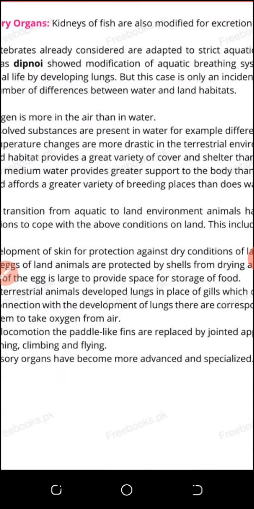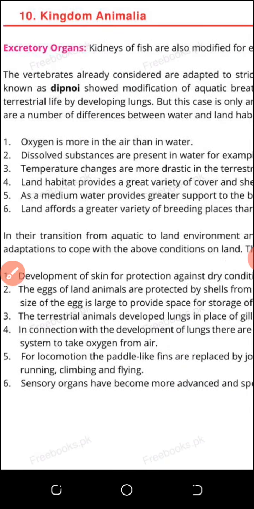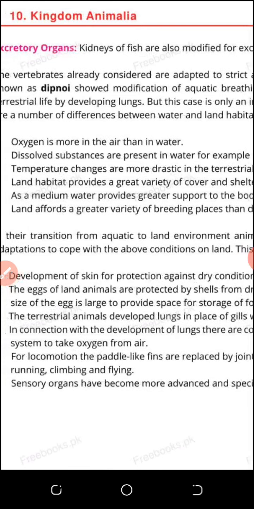We talk about a dipnoi type of fish, which was a fossil and was basically the evolutionary link between aquatic life and land life. It was laying eggs on the land, and land affords a great variety of breeding places. Land life is more successful because the reproductive opportunity is more. Eggs are protected more by shells.